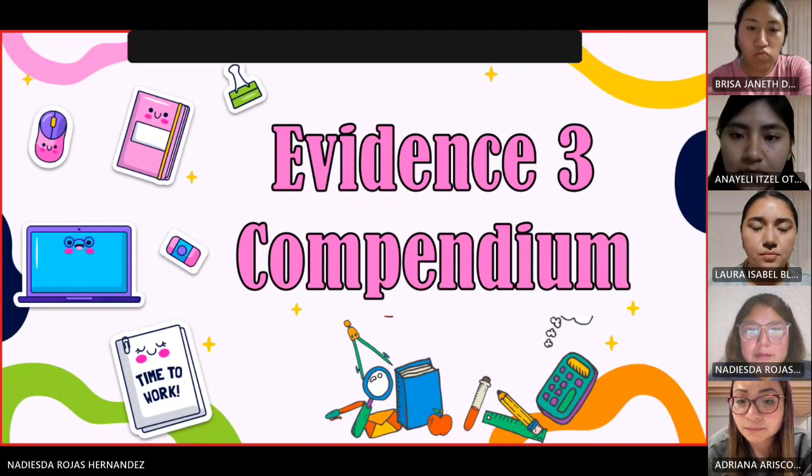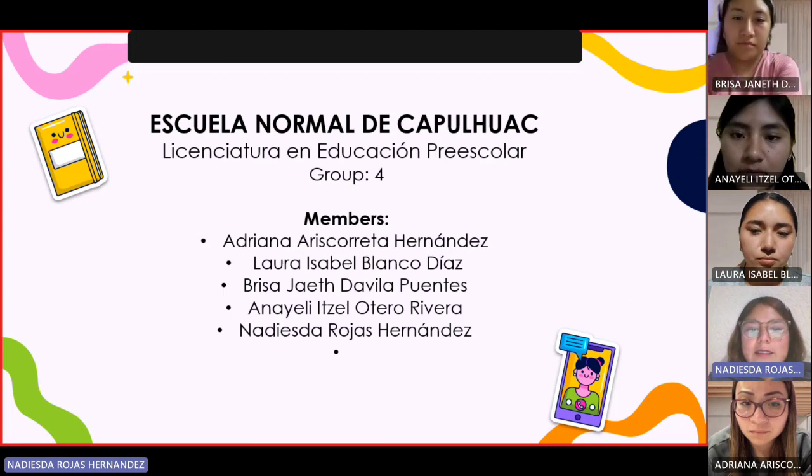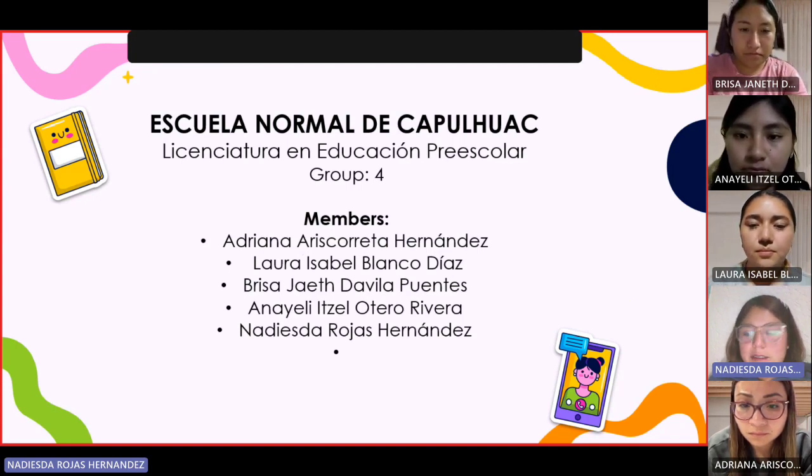Evidence 3, Compendium. We are from the Escuela Normal de Capulá. We are studying Preschool Education, Trigora Group 1. We are Team 4: Adriana Riscorreta Hernández, Laura Isabel Blanco Díaz, Brisa Janet Dávila Puentes, Ana Yedith Celoteo Rivera, Ana Díaz Rojas Hernández.